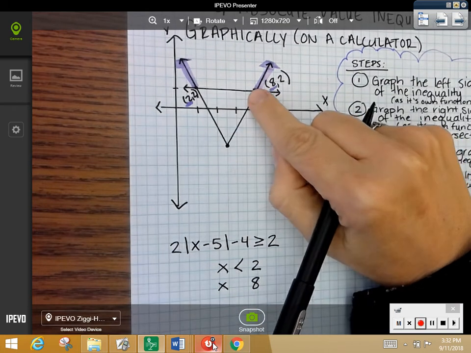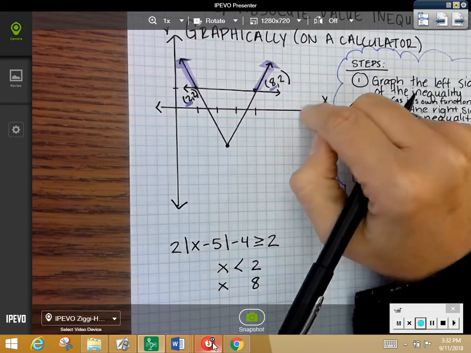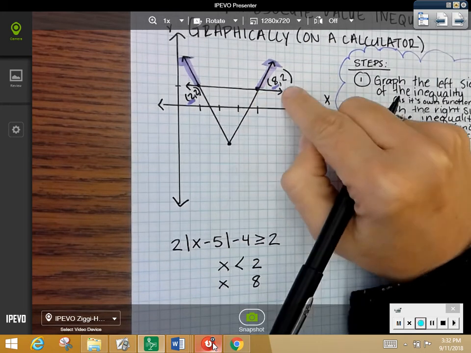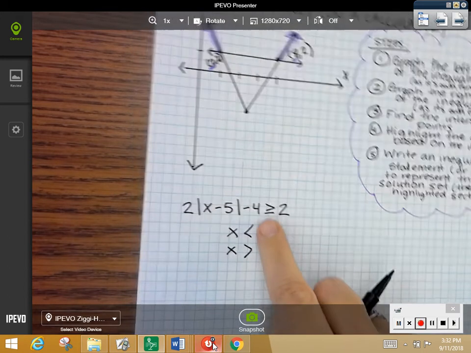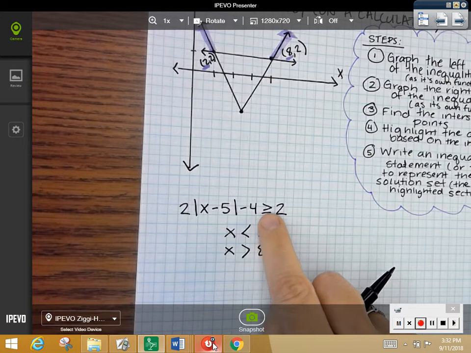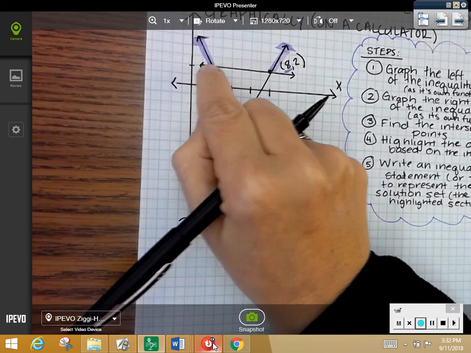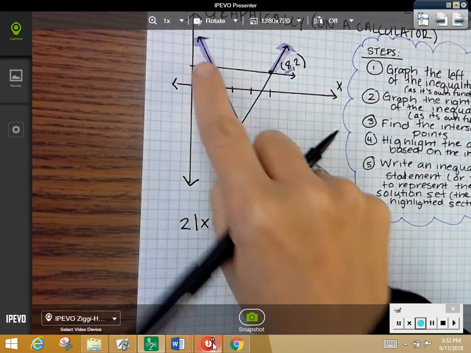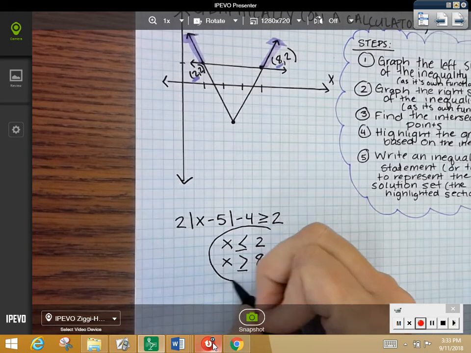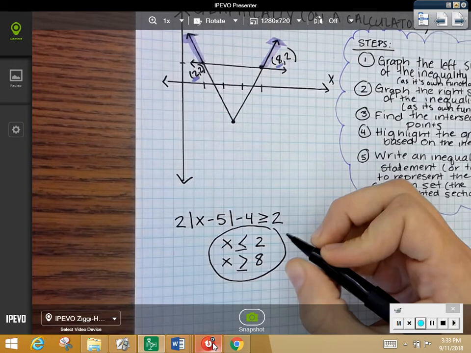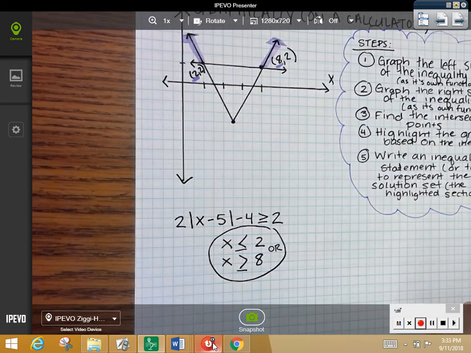And then for 8, the highlighted section goes to the right. Those are numbers like 9 and 10 and 100 and 1,000. Those numbers are becoming greater, and so this needs to be a greater than. And then the last thing I do is I look at my problem, and the problem includes equal to as well. So this is greater than or equal to, so that means I need to include the points actually equal to this 2 on that line, so I need equal to's in my solution set. So here is my solution, and it can be either x is less than or equal to 2, or x is greater than or equal to 8.